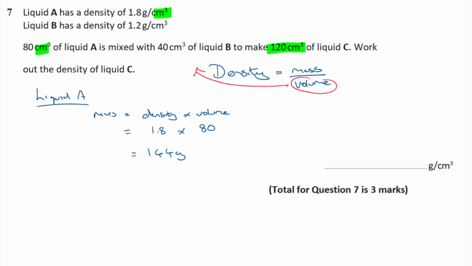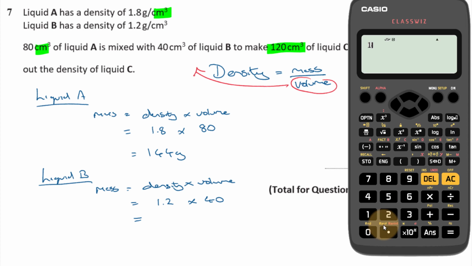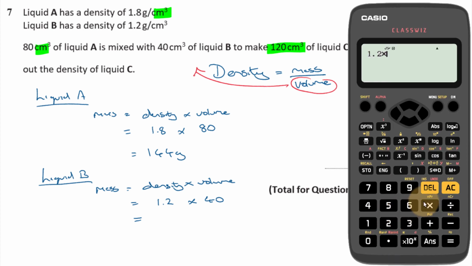Now I'm going to have to do the same thing again for liquid B. So for liquid B, again, mass is still equal to density times volume. But now my density of liquid B is 1.2, and the volume of liquid B is 40. So 1.2 times 40 comes out to be 48. So it's 48 grams.